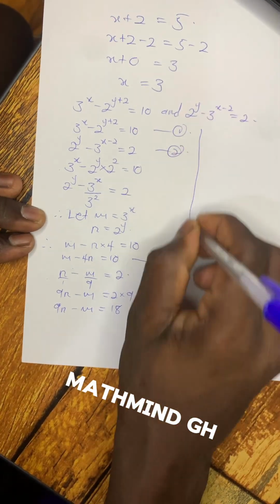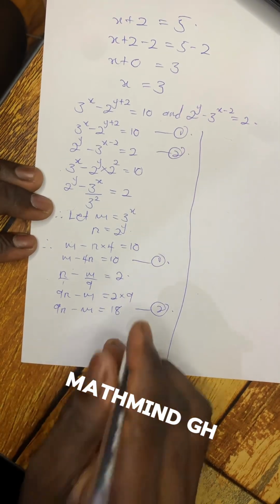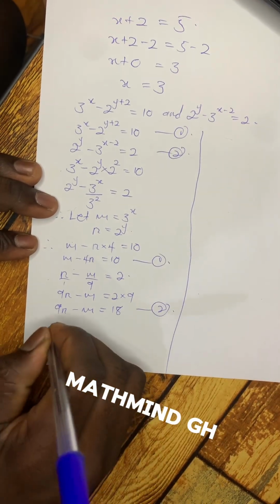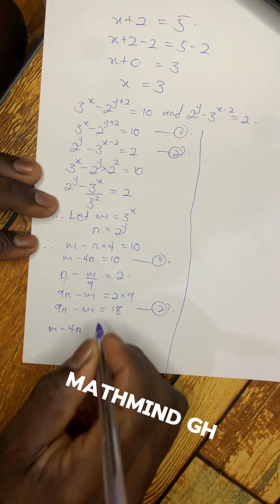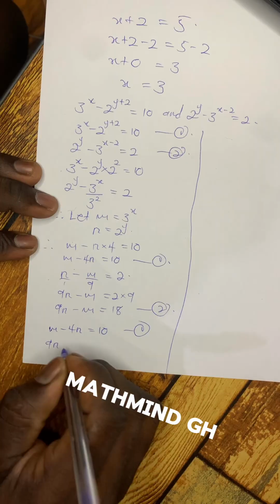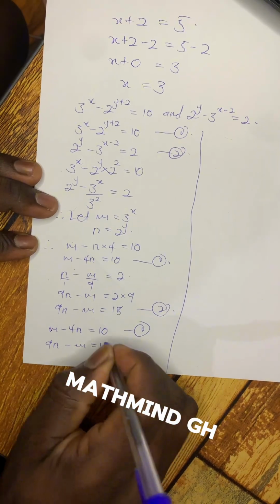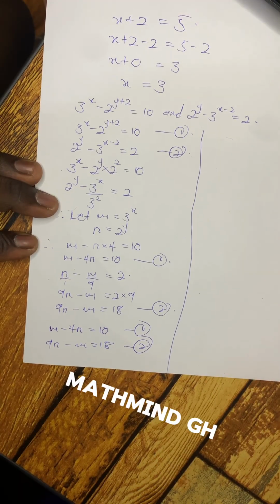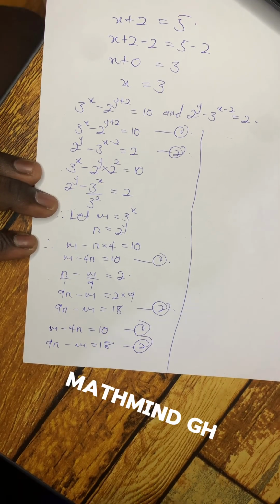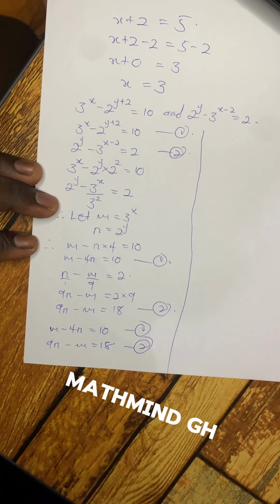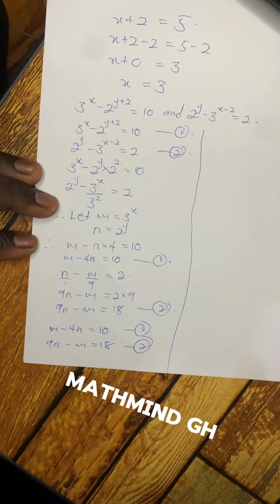So now our solution will be based on these two equations. m minus 4n equal to 10, equation 1, and 9n minus m equal to 18, equation 2. We can go by elimination, and as well go by substitution. But the simple thing that I have to do here is go by elimination.